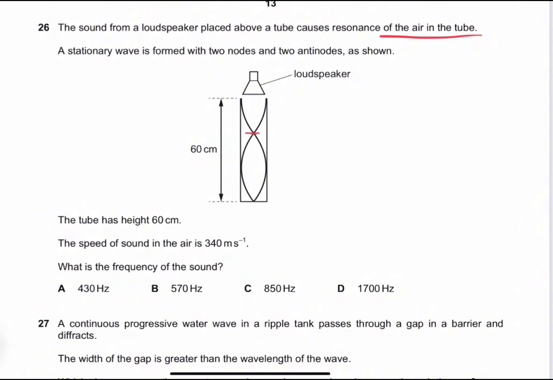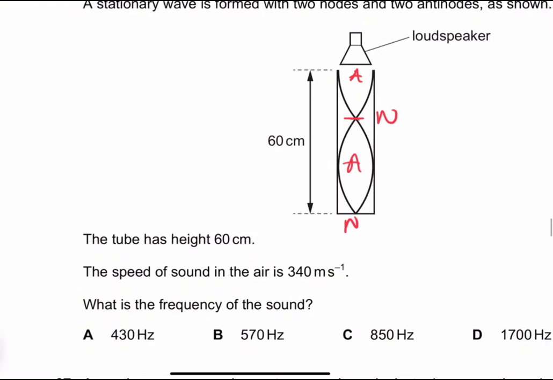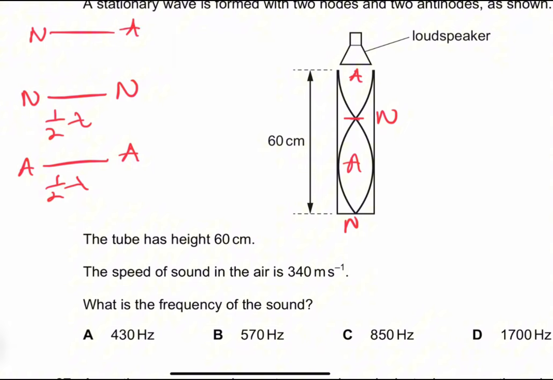So remember, like I said in the previous question, this is my node, that is my node, my antinode, and that is my antinode, right? So what do I need you to know about this? Well, the distance between a node and another node is half of lambda. The distance between an antinode and another antinode is, again, half of lambda. The distance between a node and an antinode is 1/4 of lambda.